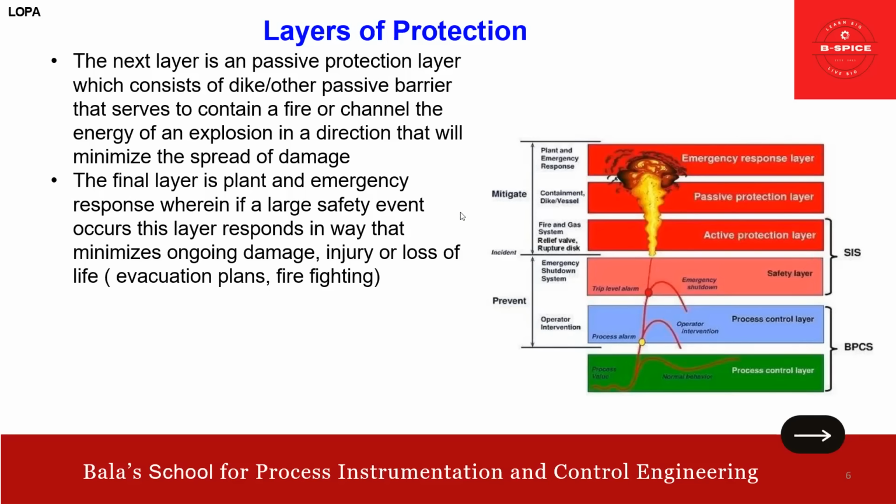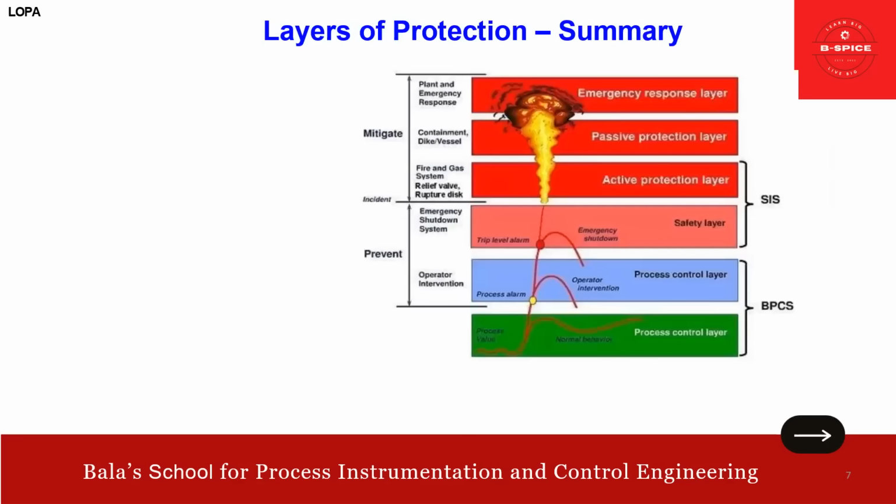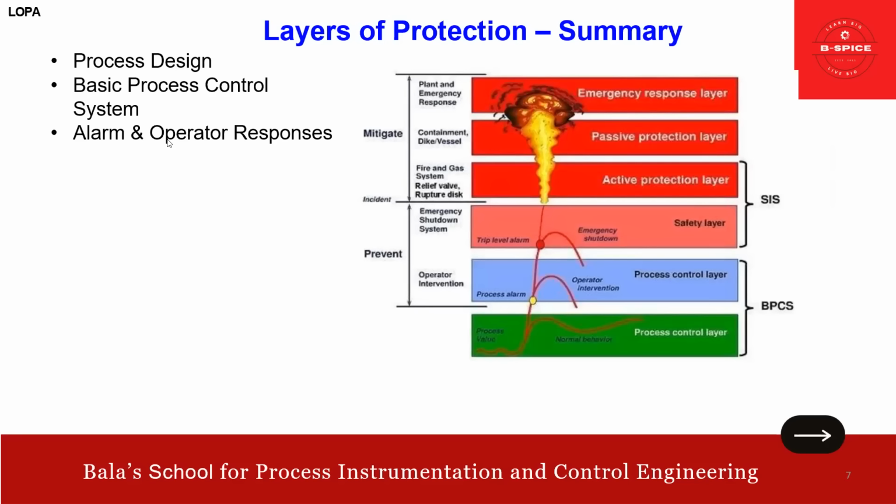Okay, friends. So this is about the details of the layers of protection. Now we talk about the summary. One is the process design. Second is the basic process control system. Third, the operator and alarm responses.